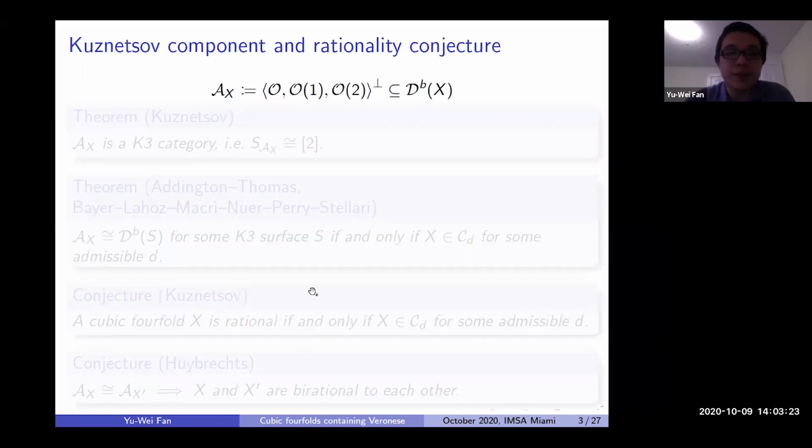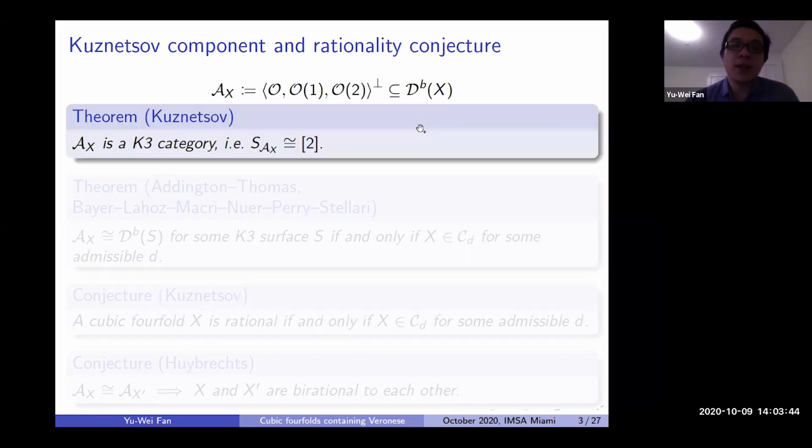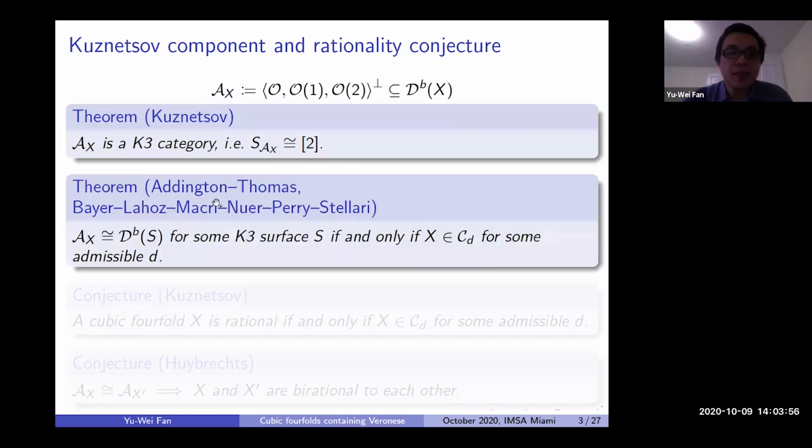There's also a categorical perspective for studying cubic fourfolds, mentioned a lot in this workshop. A_X is the Kuznetsov component, the perp of O, O(1), O(2) in the derived category of coherent sheaves on the cubic fourfold. It is proved by Kuznetsov that this category is a K3 category, namely the Serre functor is equivalent to the shift by 2. And this category is geometric if and only if X is a special cubic fourfold with admissible discriminant.